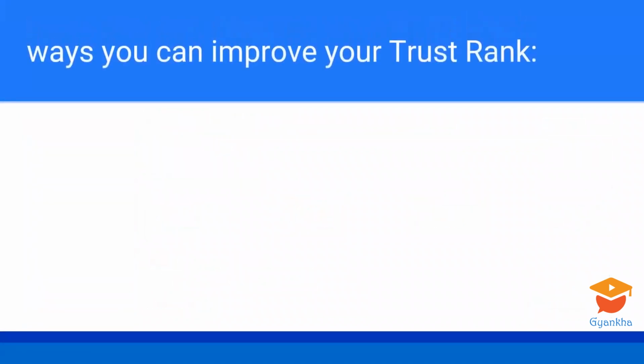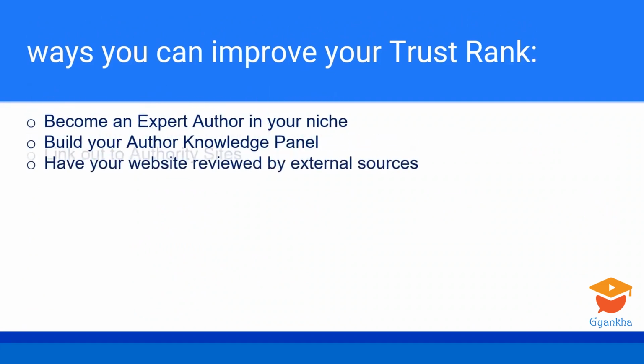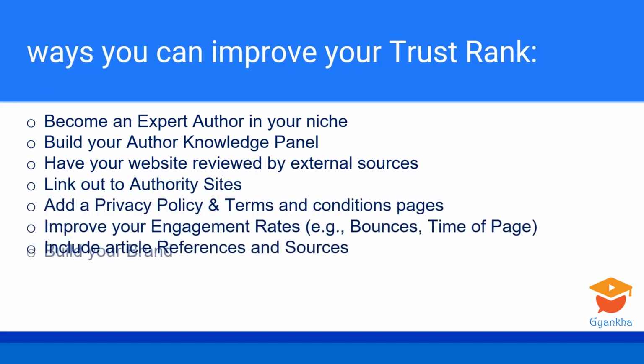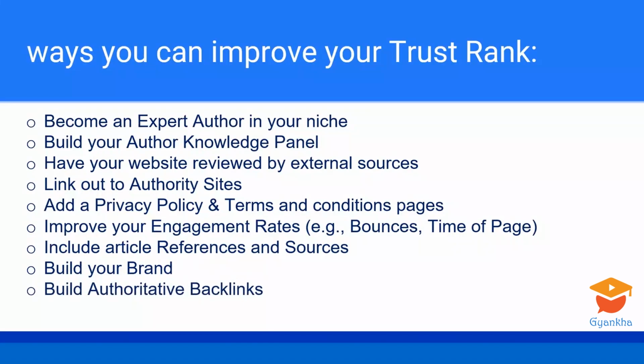Ways you can improve your trust rank. Some signals you could improve to help your authority: Become an expert author in your niche. Build your author knowledge panel. Have your website reviewed by external sources. Link out to authority sites. Add a privacy policy and terms and conditions pages. Improve your engagement rates. Include article references and sources. Build your brand. Build authoritative backlinks.